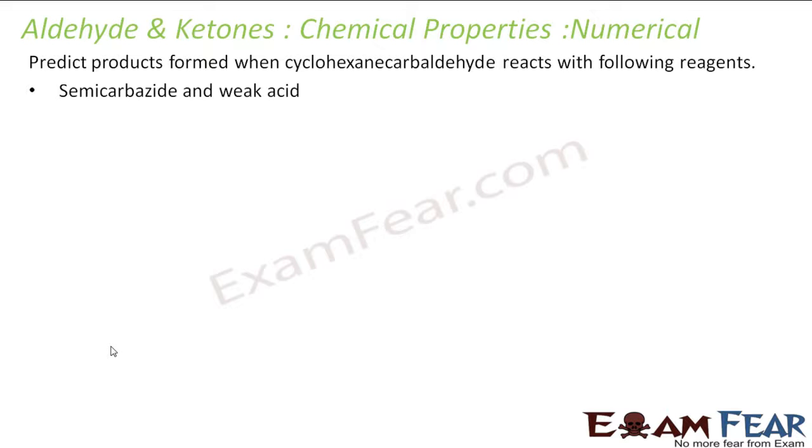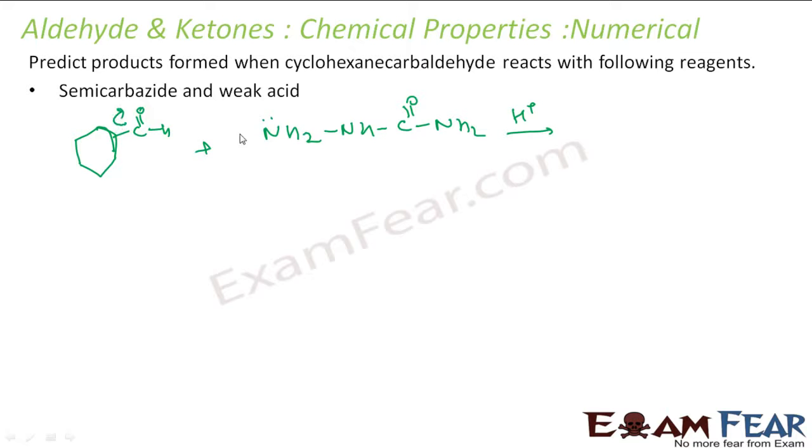So we have seen these reactions. We have to see cyclohexane carbaldehyde. This is my cyclohexane carbaldehyde, and this reacts with semicarbazide. Semicarbazide, you should know, is this compound. This is semicarbazide. Again, here also it reacts in mild acidic medium. So if you see this lone pair, what will happen is this will go to this carbon and this oxygen will try to get this H plus, right?